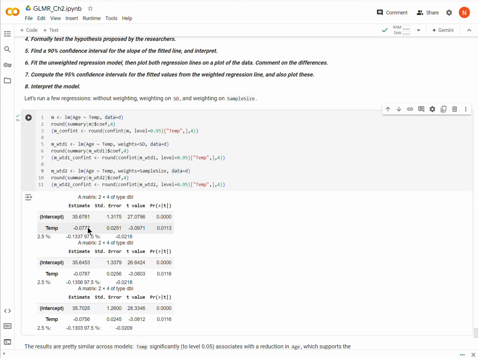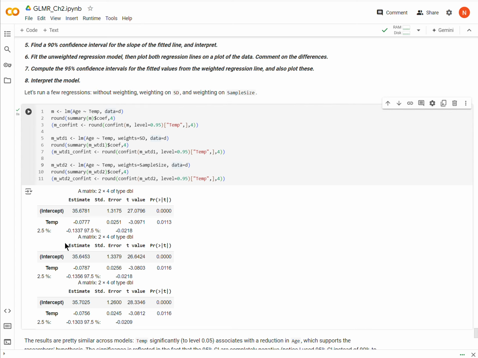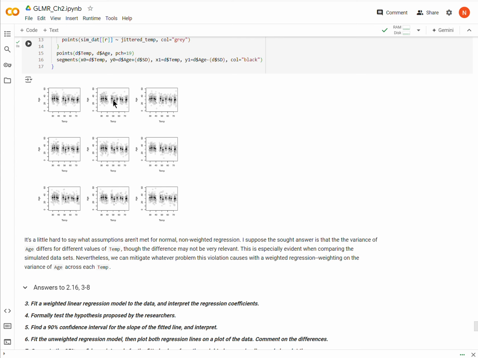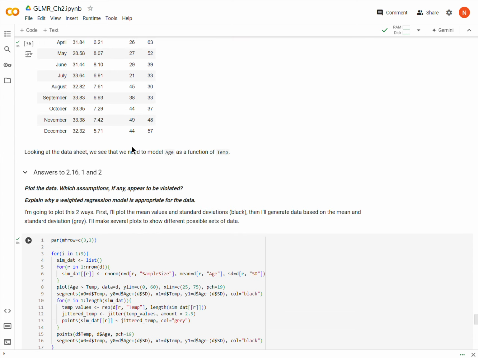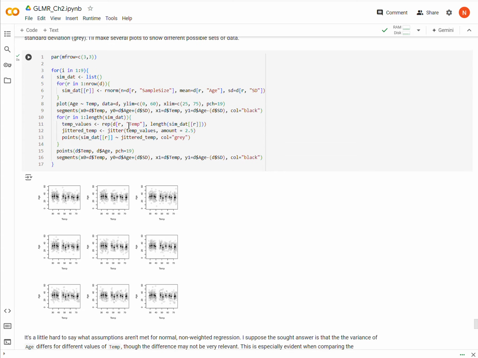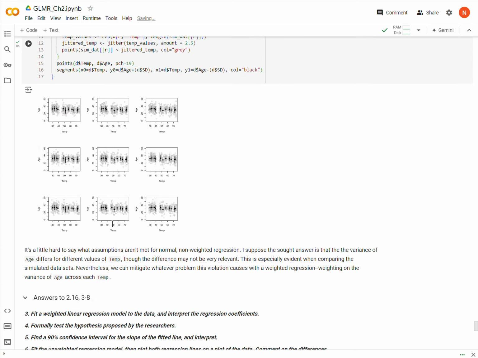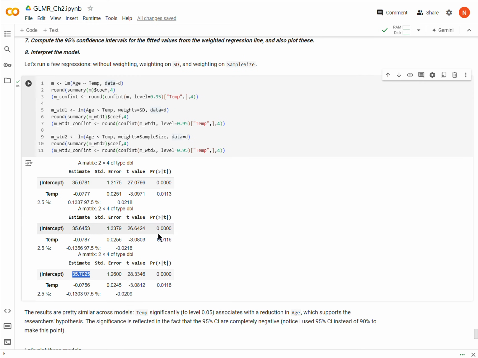Okay, so I have my 3 models. Unweighted, weighted with standard deviation, weighted with sample size, and notice that the values really are incredibly close to one another, just as we probably would have anticipated based on the arguments I was making earlier, that the standard deviations don't look that crazy. By eyeballing it, it doesn't look like the variance is really that different between observations.